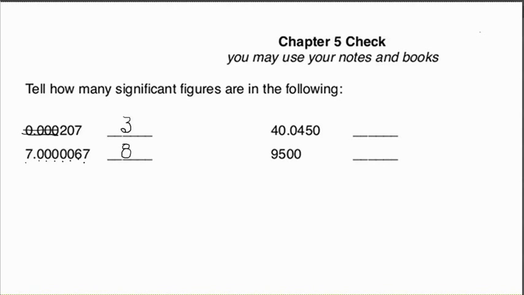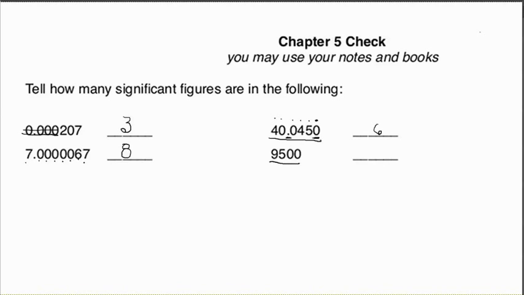In this one, 40.0450, people had a little bit of trouble with this one. The zeros in between the non-zero numbers are always significant. Nobody had a problem with that. This zero right here is a trailing zero, but it is significant because the number has a decimal in it. Anytime you have a number with a decimal, the zeros after it are going to be significant. So this is going to have 1, 2, 3, 4, 5, 6 significant figures.